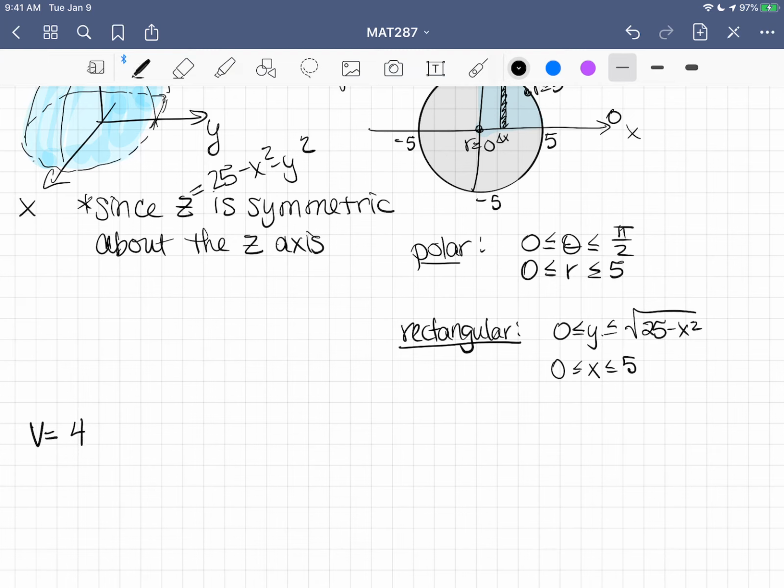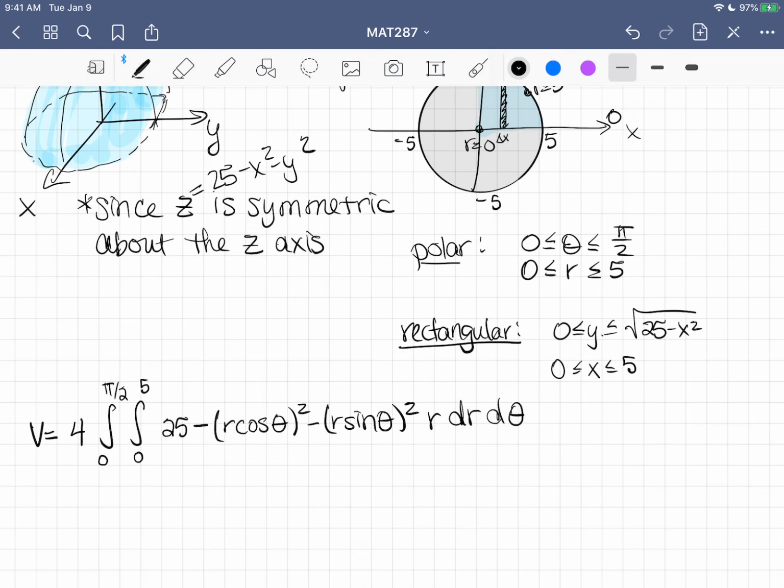So the volume is going to be 4 times the integral from theta equals 0 to pi over 2 of the integral from r equals 0 to 5 of my function, so z was 25 minus x squared minus y squared, which in polar coordinates is 25 minus (r cosine theta) squared minus (r sine theta) squared, and then r dr d theta. Now I want to be real careful that I make sure that r gets distributed, so I'm going to put that in parentheses here.